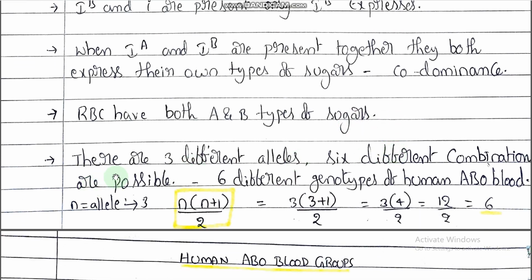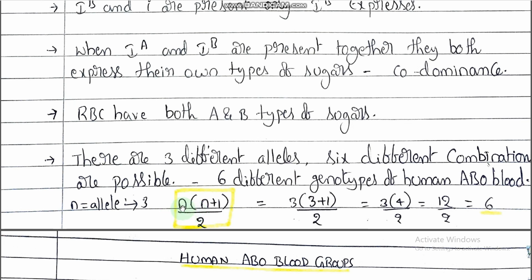So here there are three different alleles and six different combinations. How many alleles did we discuss? Three different alleles. What are they? IA, IB and small i. By the presence of three alleles, how many genotypes are possible? There are three different alleles and six different combinations. How did that come about? There is one standard formula, and by that formula you can easily understand.